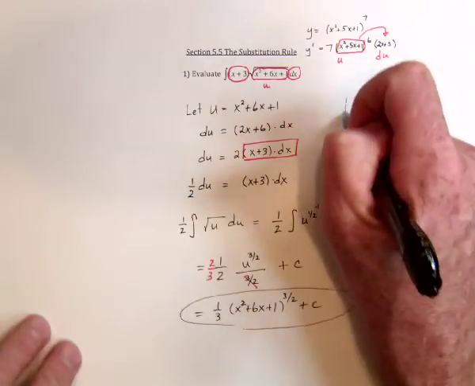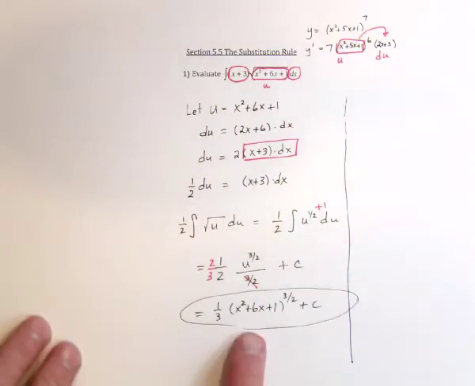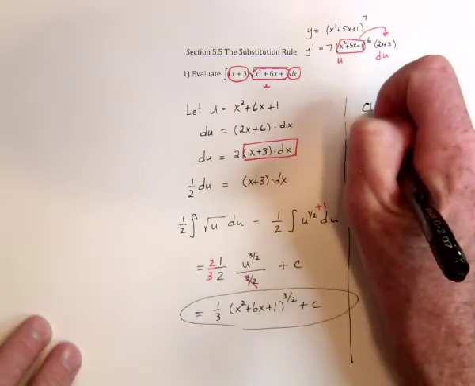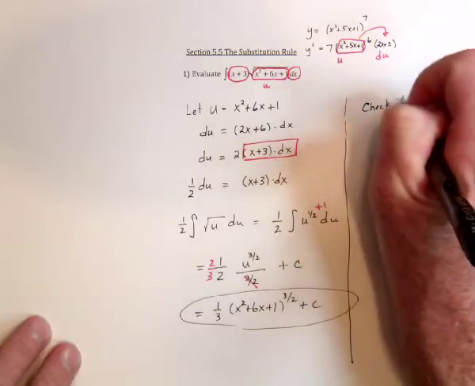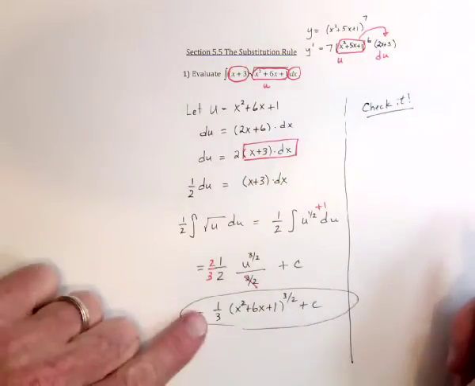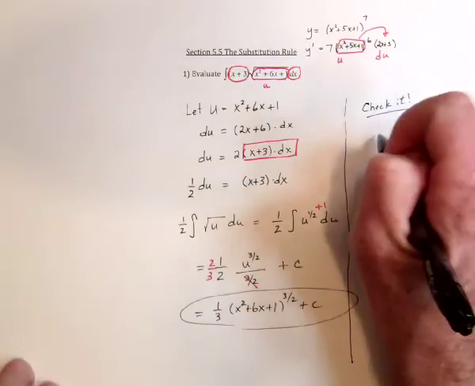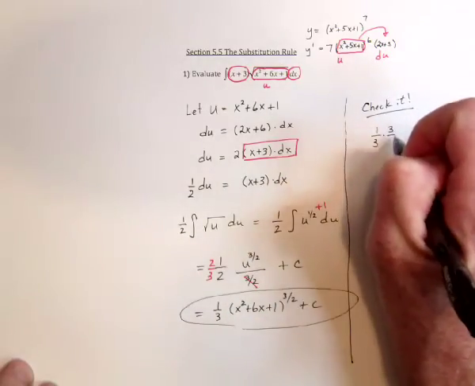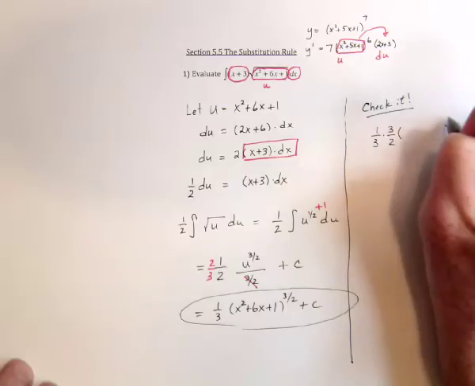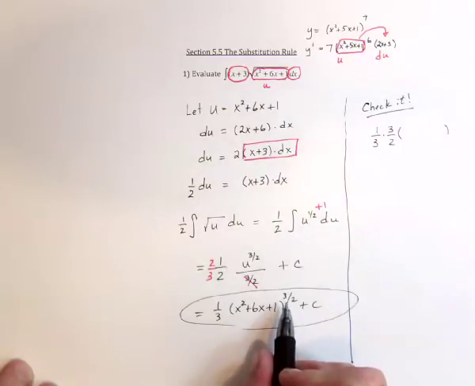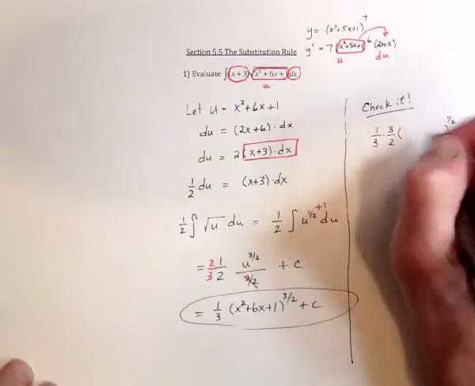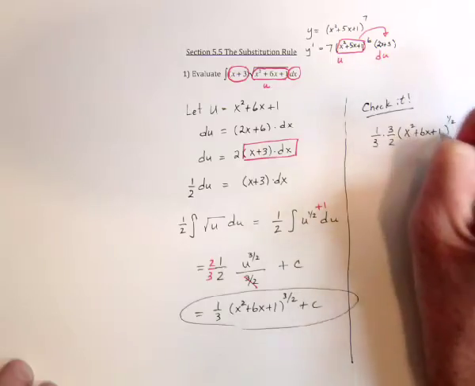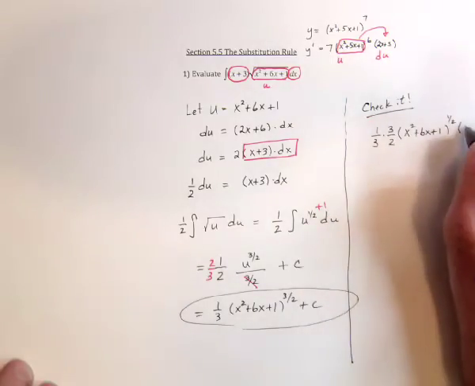Now, of course, we can always check the answer. So we'll take the derivative of this, and we should end up with that. So if we take the derivative of this, the 1/3 can stay there. Then the 3/2 would go down in front and multiply. If you subtract 1 from this, it would then be raised to the 1/2 power. And the chain rule says the inside part stays the same. And then we need the derivative of the inside.